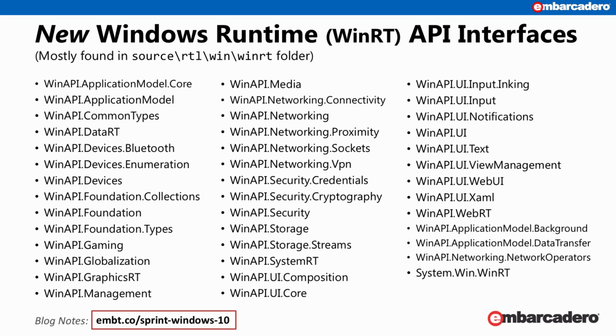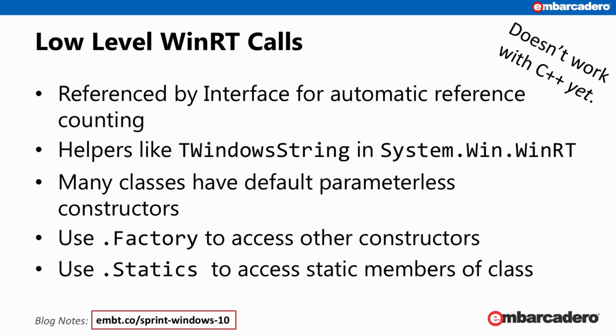There are about 50 new Windows Runtime API interfaces. You see here a list of them. Most of them are in the source RTL WinRT folder. These are wrappers around new APIs that are part of WinRT, so you can go in here and access these in order to make low-level WinRT calls. Now, most of this doesn't work in C++ yet because of the way the header translations have to work, although I have a note about that later.